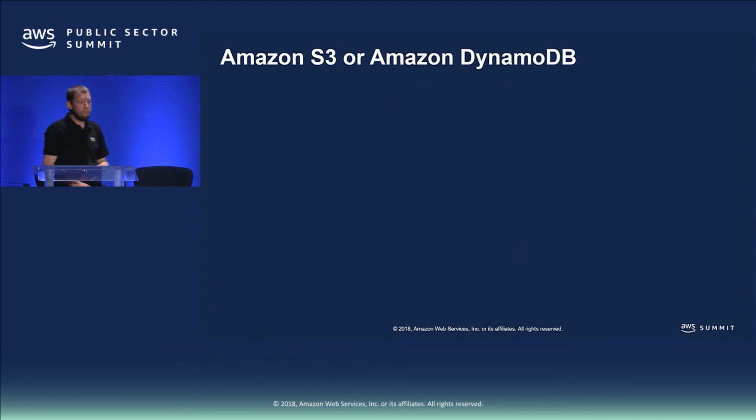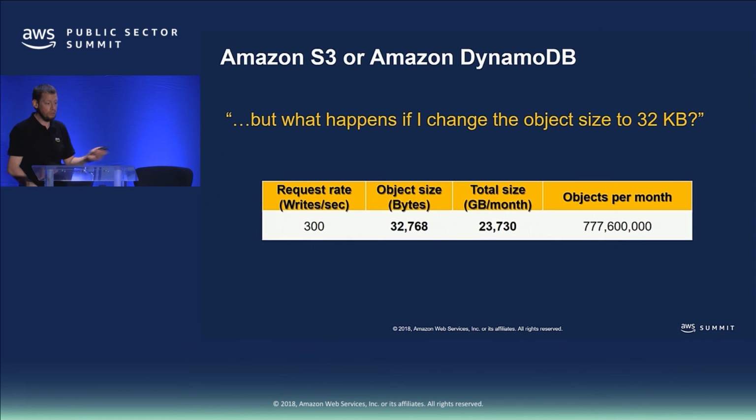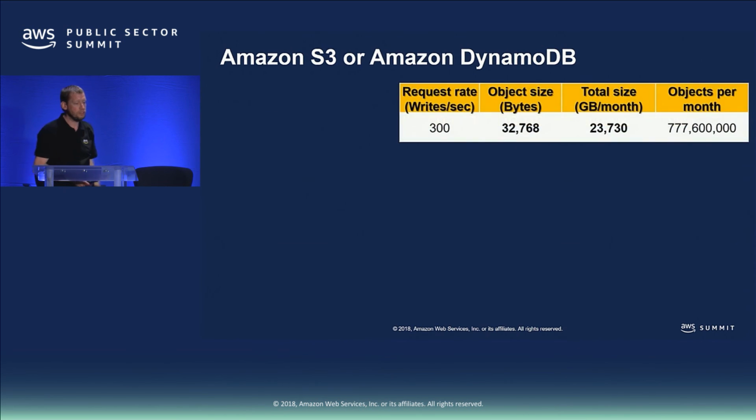OK. But then, what happens if we change just one of those parameters? What happens if we change the object size from 2K to 32K? So effectively, what we end up with is a much bigger size of data. So now we're up to 23 terabytes per month. But everything else is the same. Same number of objects, same number of requests, just a different object size and the amount of storage.